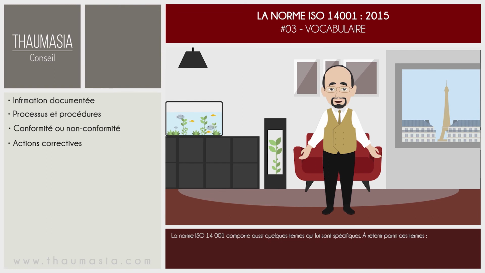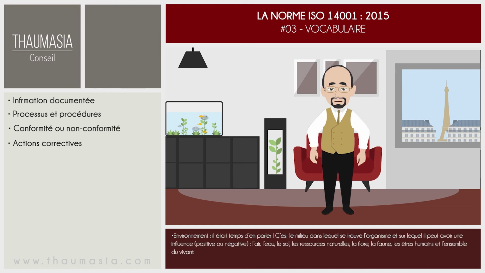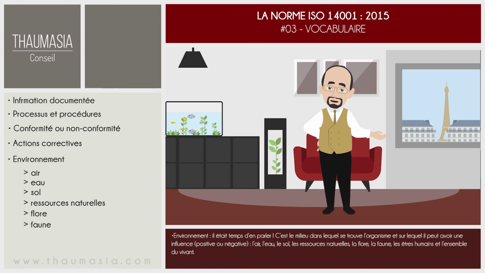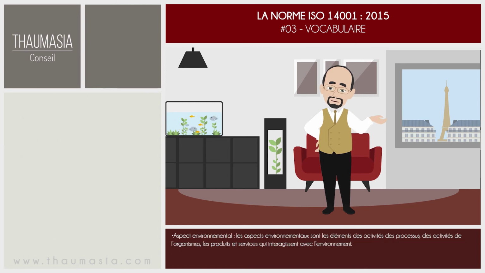The ISO 14001 standard also includes a few terms that are specific to it. Among these terms are the following. Environment. It was time to talk about it. This is the environment in which the organization is found and on which it can have an influence, positive or negative. Air, water, soil, natural resources, flora, fauna, human beings, and all living things.